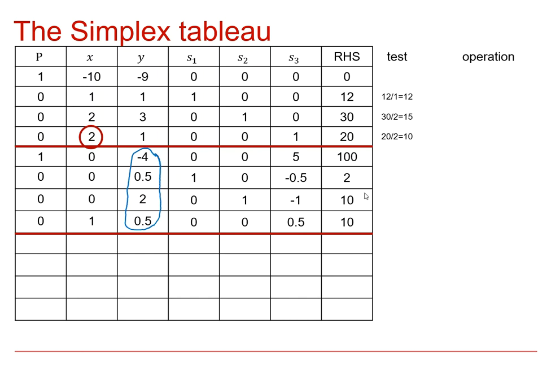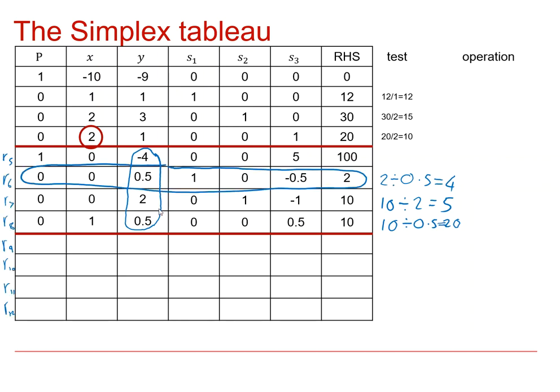And then to decide on the pivot row, we need to do the test. Now remember, we don't ever do a test on the top row, so we just start with this one. So we've got 2 on the left hand side divided by 0.5, which is 4. We've got 10 divided by 2, which is 5. And we've got 10 divided by 0.5, which is 20. And we go for the least positive of these, which is the 4.